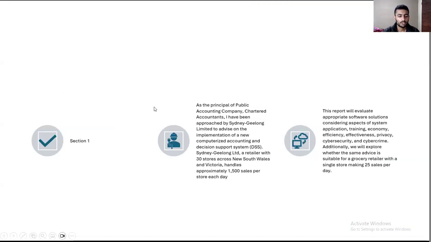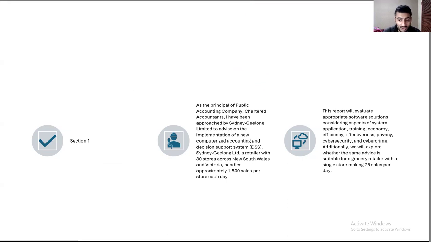First of all, starting with section 1. As a principal of public accounting company, Chartered Accountants, I have been approached by Sydney Geelong Limited to advise on the implementation of a new computerized accounting and decision support system. A retailer with 30 stores across New South Wales, which has approximately 1,500 sales per store for each day.